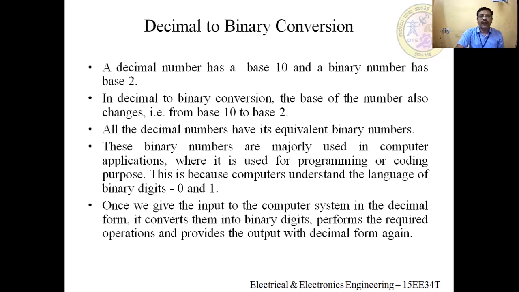Therefore, we are converting a decimal number to binary for different computer applications, that is for coding or programming purposes, because a computer can understand only programs written in binary digits, that is zeros and ones. So when you give an input decimal number to a computer, there will be an inner conversion. The decimal number is converted to binary, the required operation is performed, and finally the binary number is converted back to a decimal number.